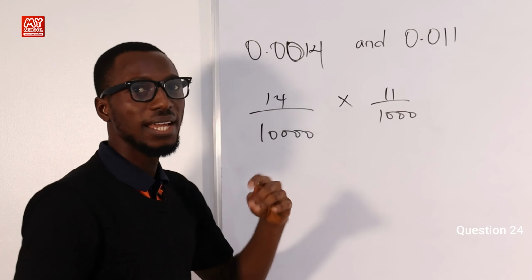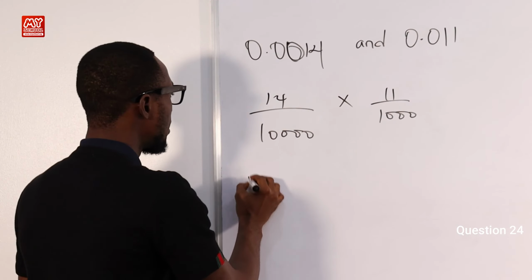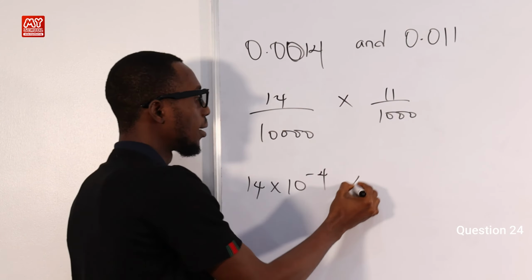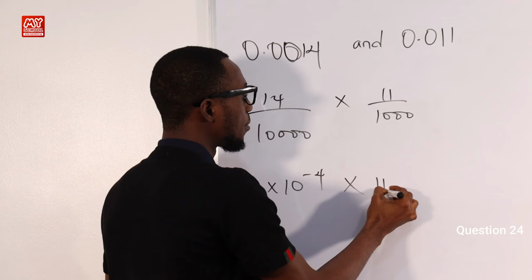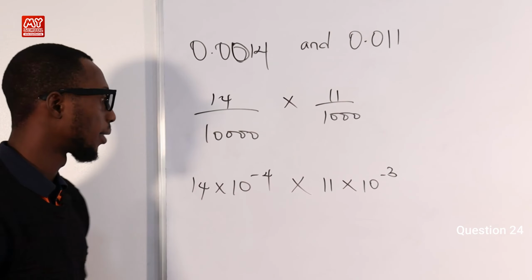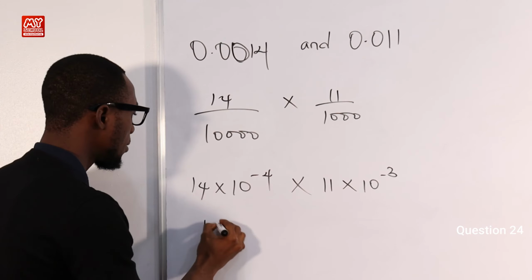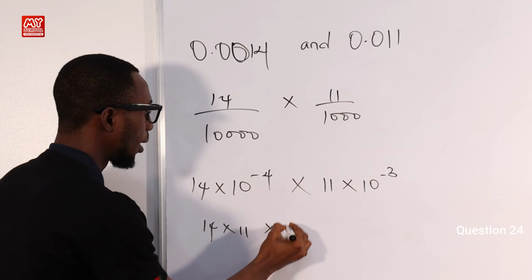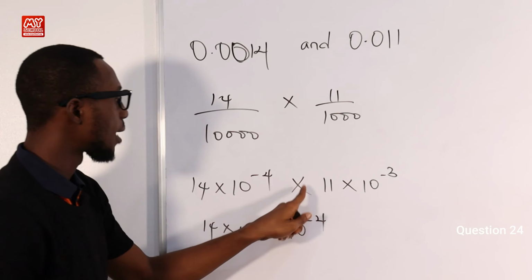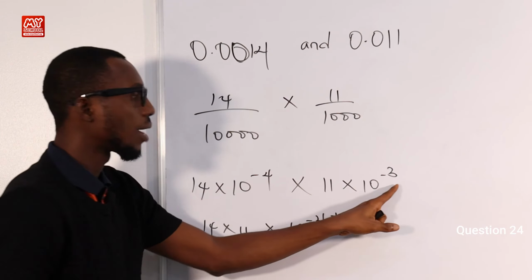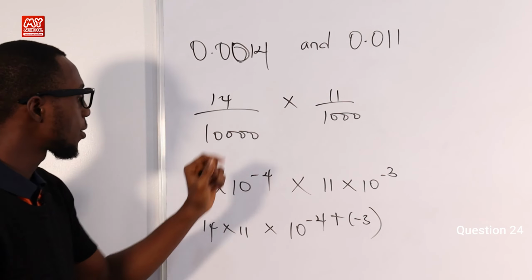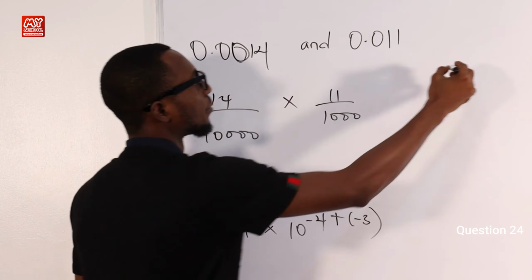But let's make this in standard form. This still means 14 times 10 raised to power minus 4. Okay, times this 11 times 10 raised to power minus 3. Okay, so we just have 11 times 14, okay, times 10 raised to power minus 4, then we still have times, which is plus 10 raised to power minus 3. Okay, so at first let's sort out 14 times 11.